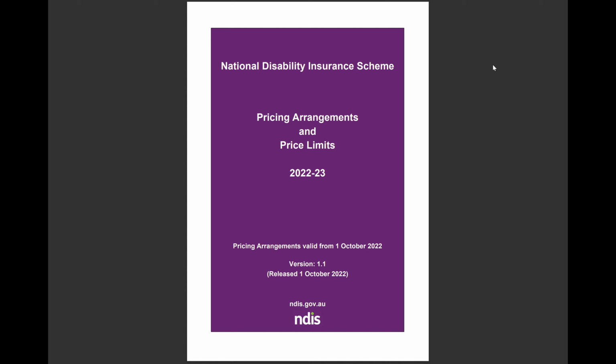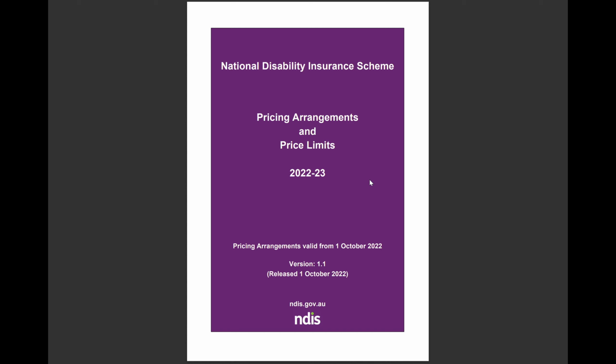There are two main sources of information here for NDIS participants, people with an NDIS plan, and also carers, providers, support workers. So this is the first one here. This is the National Disability Insurance Scheme Pricing Arrangements and Price Limits document. Okay, now the NDIA updates this at least once a year.